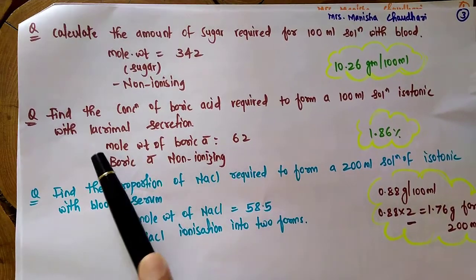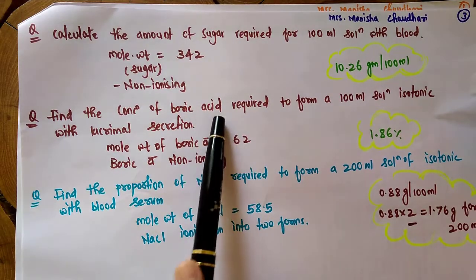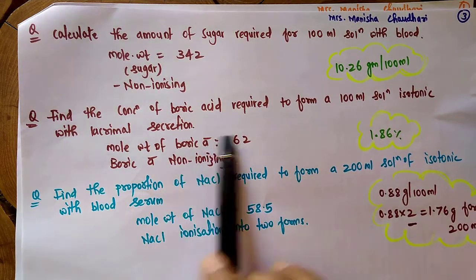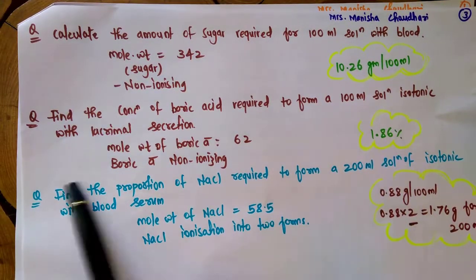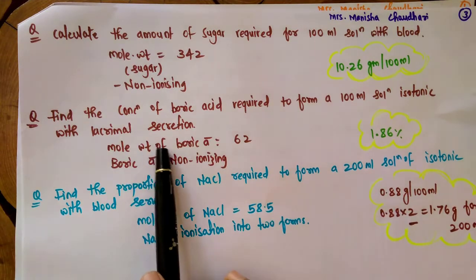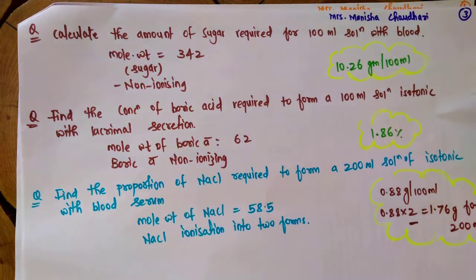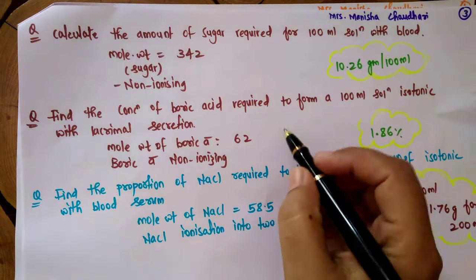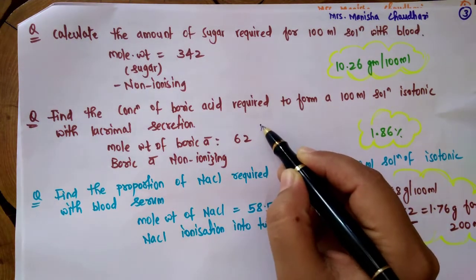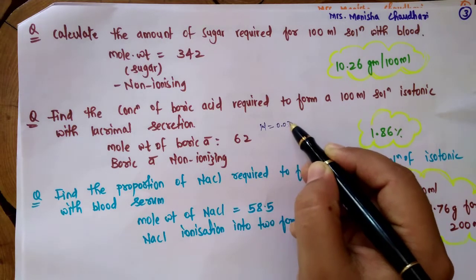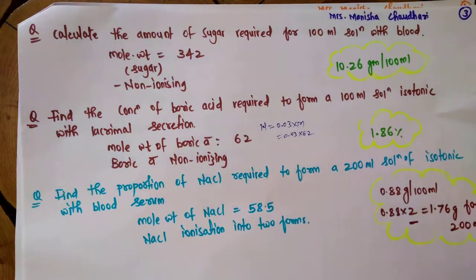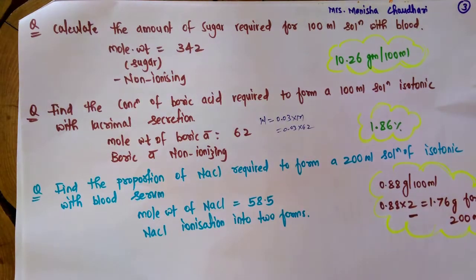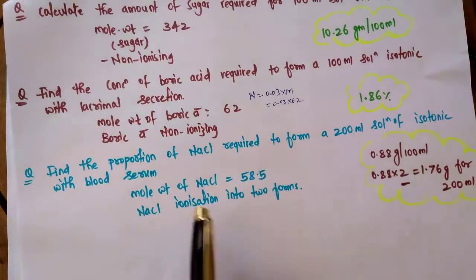Now the next question is to find out the concentration of boric acid. Again boric acid is non-ionizing, and you are supposed to prepare for 100 ml, so it is percent. It is isotonic with the lacrimal secretion. The molecular weight of boric acid is 62. So again you are supposed to use the same formula since it is non-ionizing. So W is equal to 0.03 into M. So 0.03 into 62 which is 1.86%.